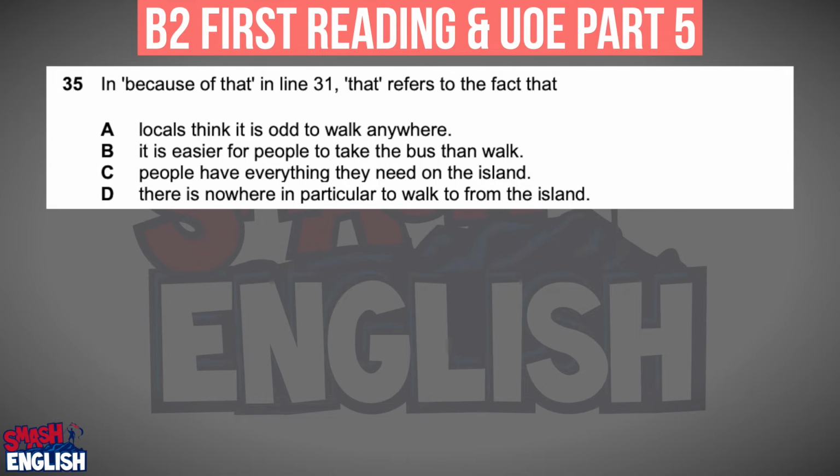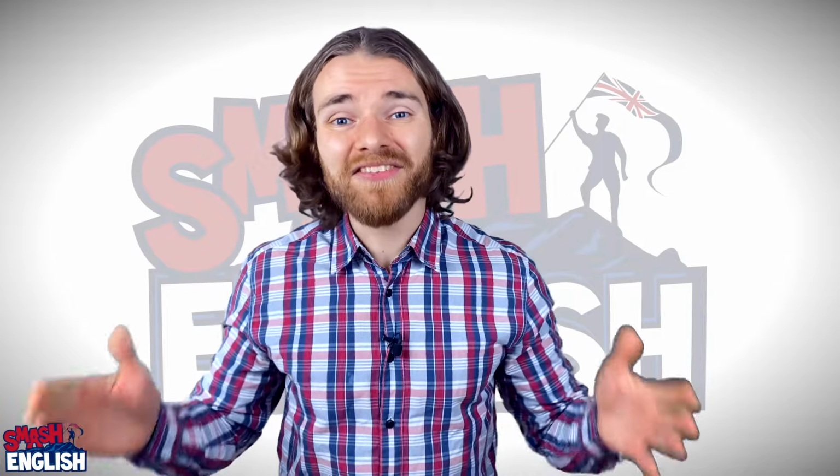In "because of that", in line 31, "that" refers to the fact that A. Locals think it is odd to walk anywhere. B. It is easier for people to take the bus than walk. C. People have everything they need on the island. Or D. There is nowhere in particular to walk to from the island. Now let's look at the reading.